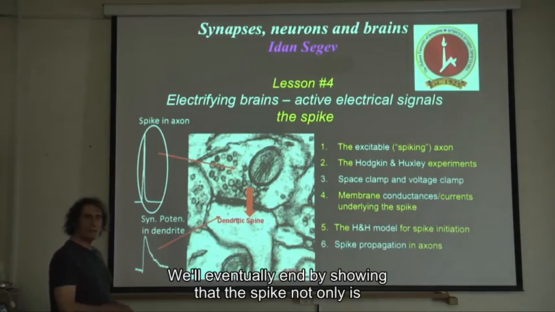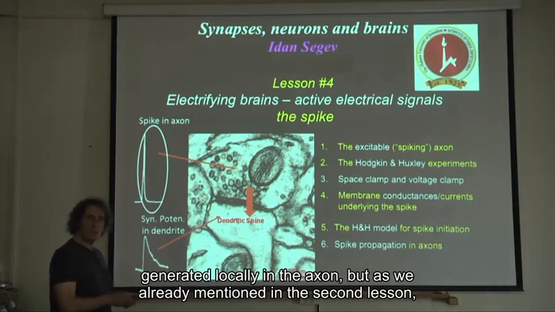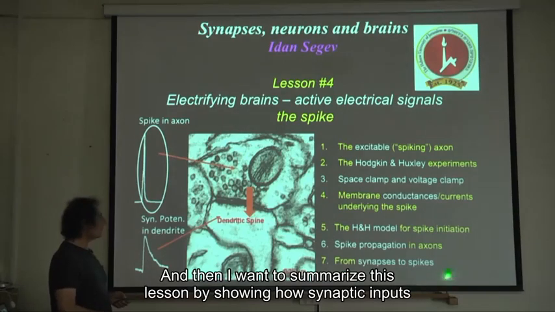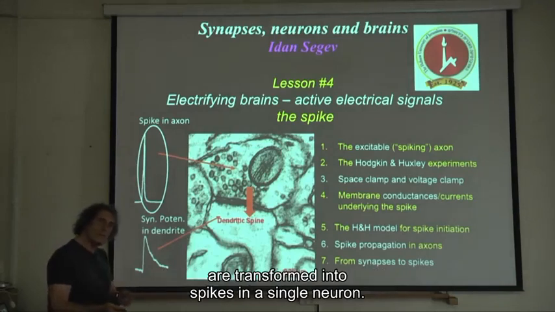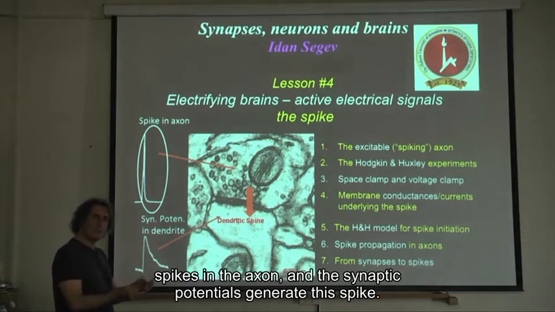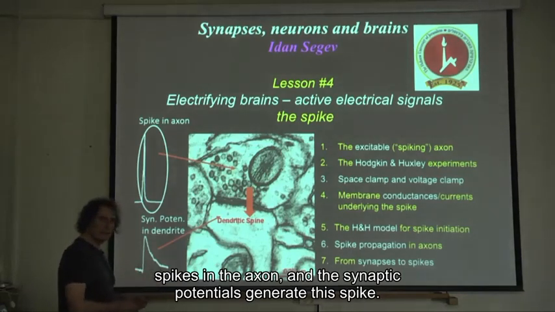We'll eventually end by showing that the spike not only is generated locally in the axon, but as we already mentioned in the second lesson, the spike propagates along the axon. And then I want to summarize this lesson by showing how synaptic inputs are transformed into spikes in a single neuron. So a single neuron carries two signals, synaptic potentials in dendrites and spikes in the axon, and the synaptic potentials generate the spike.